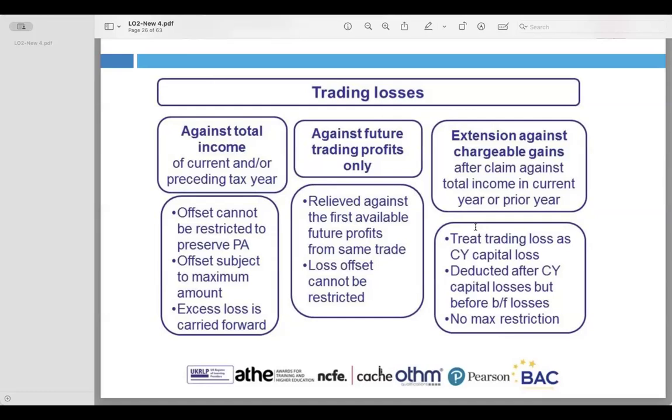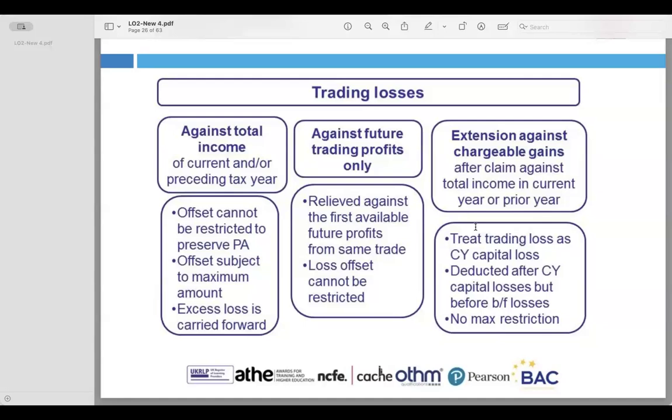So it's a simple definition: when the costs of running a business are higher than the money the business makes. A trading loss is when a business spends more money than it generates in revenue. So based on total income and treatment, how do we deal with these trading losses when it comes to taxes?